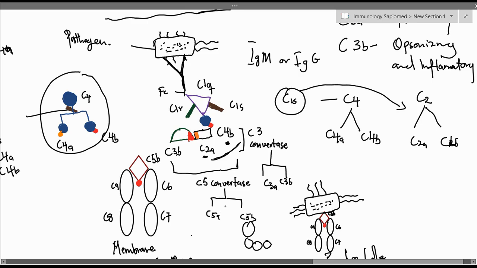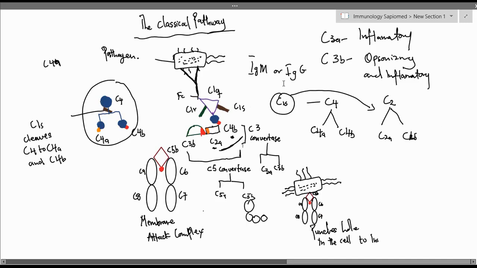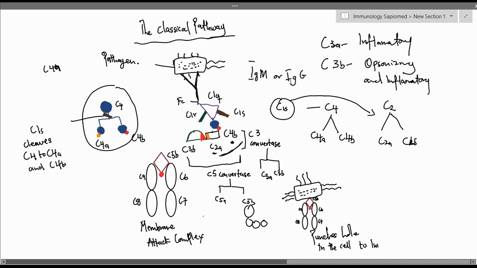The C5 convertase will be responsible for converting C5 into C5A and C5B. And then C5B will bind to C6, C7, C8, C9 to form the membrane attack complex. After the membrane attack complex is formed, it pierces through the cell of the pathogen and initiates what we call lysis. So this lysis will cause the cell to burst.